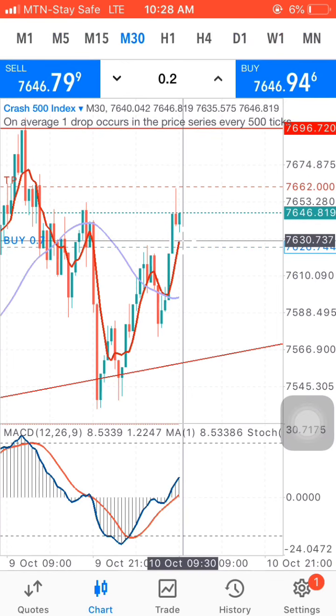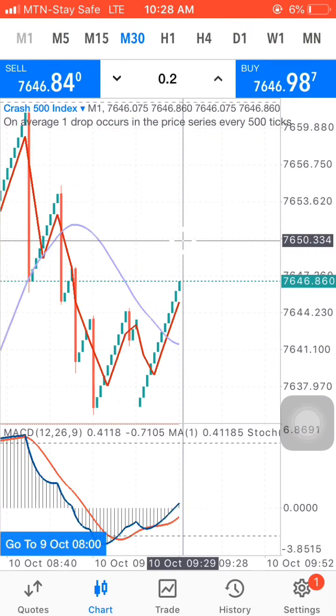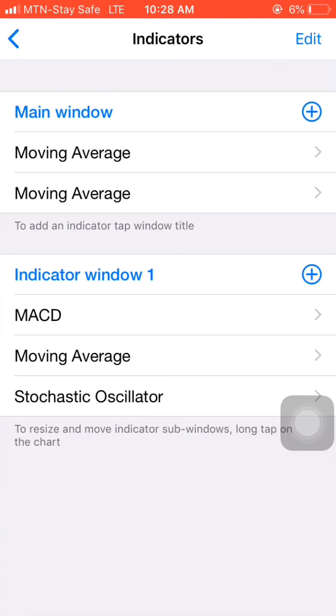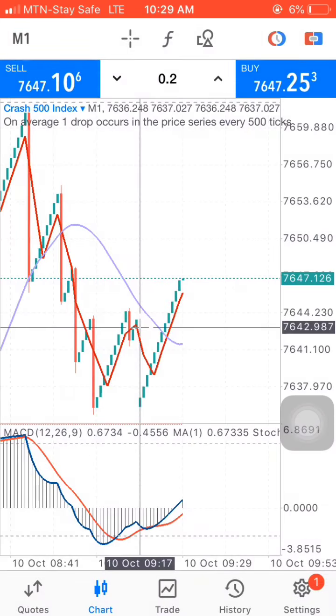So this indicator works on the 1 minute time frame very effectively. It works on the 1 minute time frame, and I have two indicators on my main window. That's two moving averages, and I have three indicators on my indicator window.